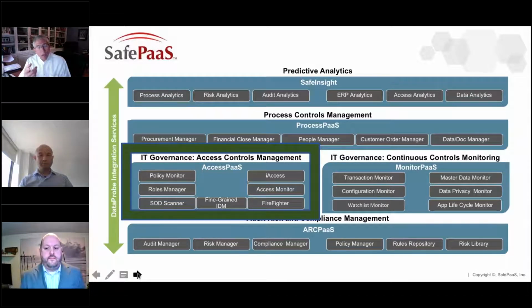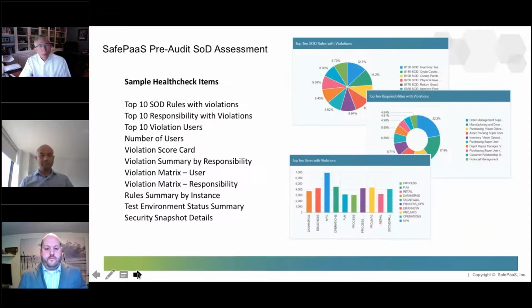And actually, if you go to the next slide, Emma, for those who attended our last health check webinar, or you'd like to see it, it's on our website. We talked about how you can very quickly, in 5 days, do a rapid health check to look for exposure to risks related to segregation of duties using the SafePass platform.